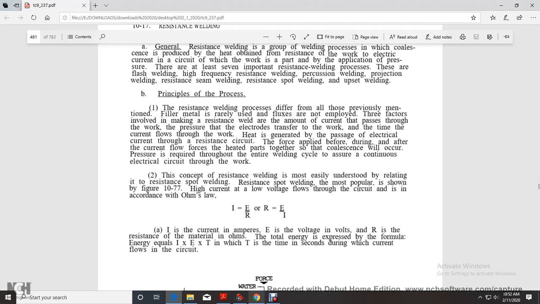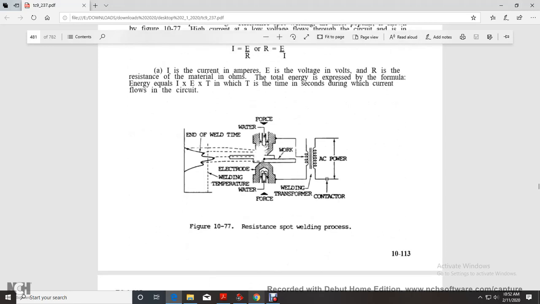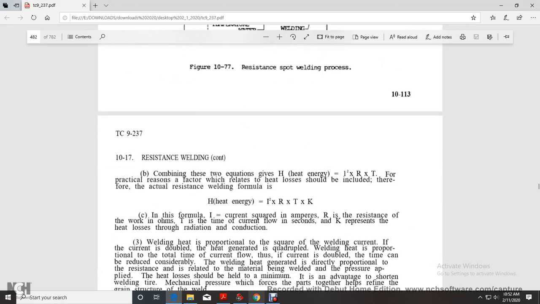Total energy is expressed in a formula: energy equals amps times volts times T, where T is the time in seconds during which the current flows in the circuit. Figure 1077 shows resistance spot welding: the end of the weld time, electrode, welding temperature, water, force, welding transformer, contactor, AC power, work, water, and force.